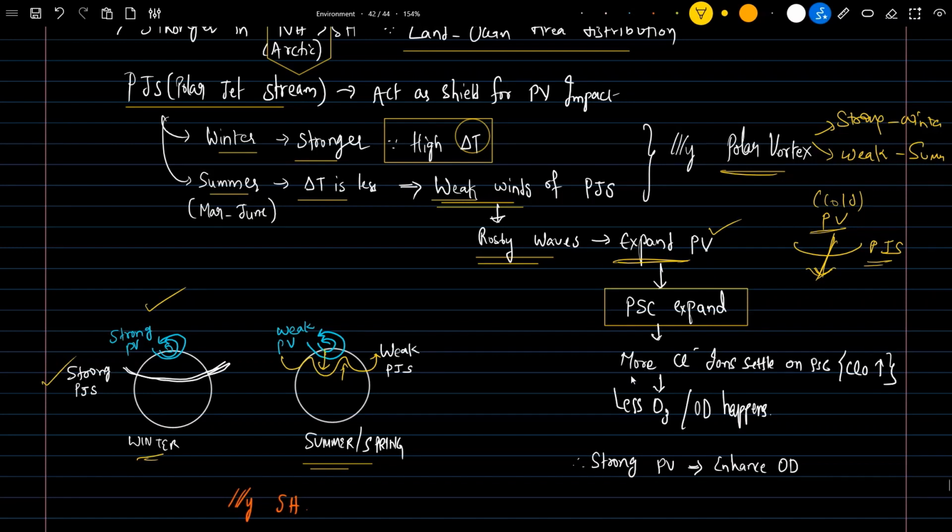It means more chlorine ions settle on PSC, which means ozone depletion happens. So there will be less ozone and ozone depletion will be happening more. The conclusion we can come to here is that the expansion of the polar vortex leads to enhancement of ozone depletion.